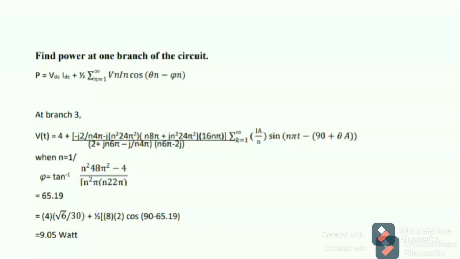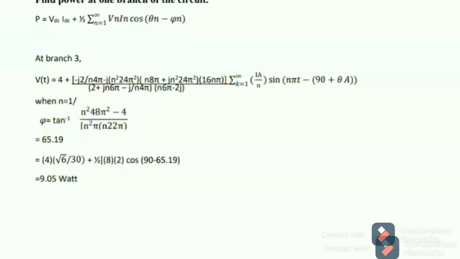Lastly, we need to find the power at one branch of the circuit. So this is the formula of the power. From this circuit, we choose branch 3. So we replace the value into the formula of power. Then we solve the equation. So the answer we've got is 5.05 watt.